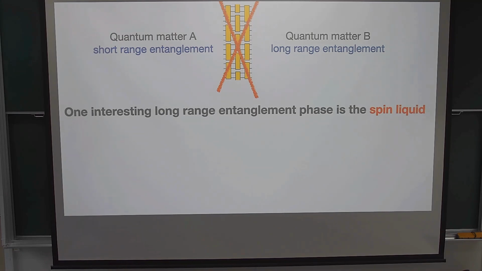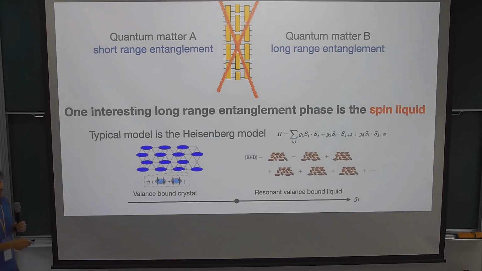One interesting example is this kind of spin liquid. Suppose you have a Heisenberg Hamiltonian on some frustrated system. On one side they can form a valence bond crystal, which is a short range entangled state. On the other hand, if you tune to this RVB, a resonating valence bond liquid state with a lot of resonance superposition, it's a long range entangled state, right? So there must be a phase transition, and there's no way to construct a finite depth local circuit to connect the valence bond crystal phase to the RVB phase.